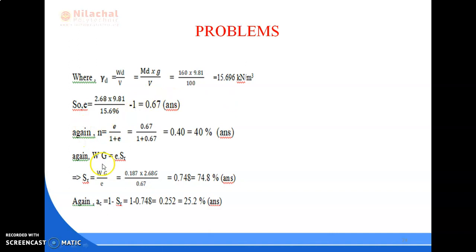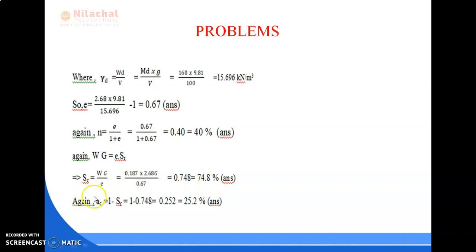Again we know another relation, WG equal to e into Sr. From that, Sr, the degree of saturation, equal to WG by e. Everything is given. So 0.187 into 2.68, this is the G value, divided by 0.67 equal to 0.748. Degree of saturation is also represented in percentage, so we multiply 100 with it. So our answer is 74.8%.